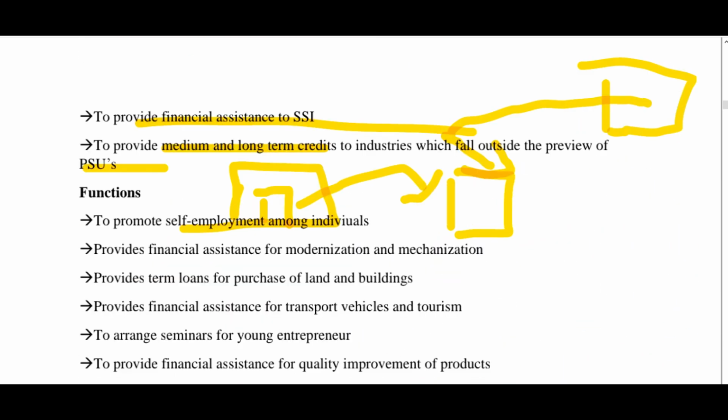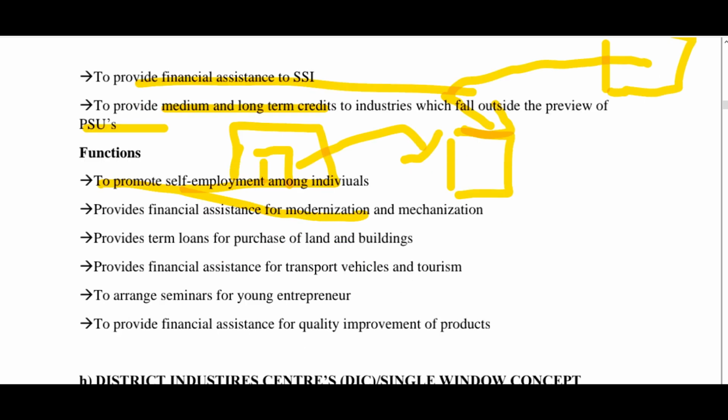Functions: to promote employment. The most important thing in management and entrepreneurship is that whenever you are asked about performance, characteristics, or functions, you have to write this point as a definite point. It is to promote self-employment or employment in the country, and to provide financial assistance for modernization and mechanization.